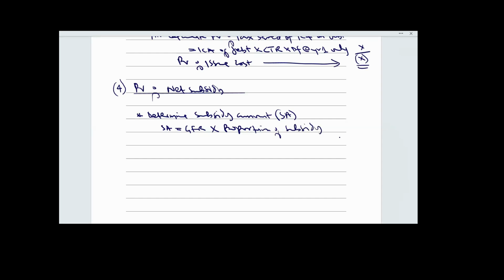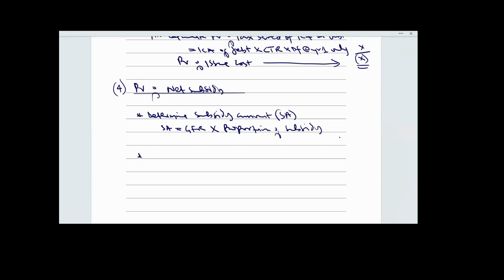So the examiner will surely give you the proportion of subsidy. You may be told that out of the gross finance required, 60% is for subsidized loans, 60% is subsidy. So if 60% is subsidy, it means 40% is for normal borrowing. So if 30% is for subsidy, 70% is for normal borrowing. So you must know how to interpret that.